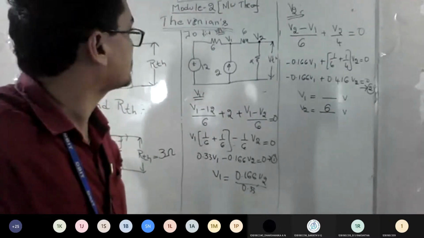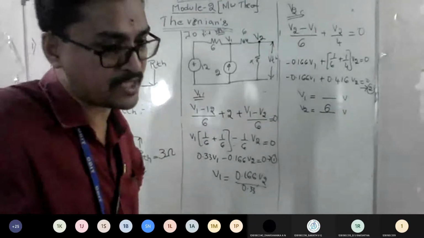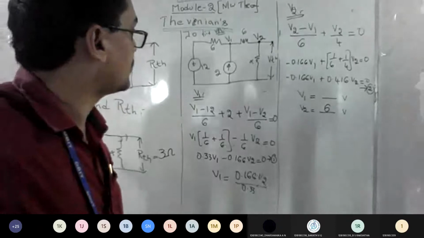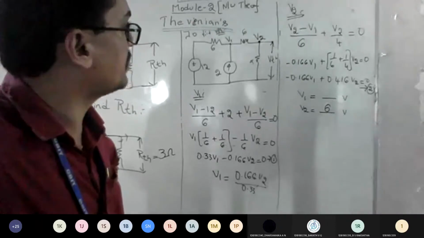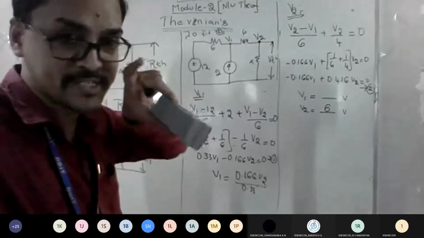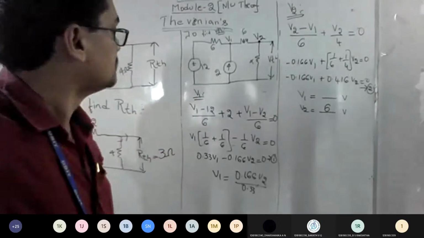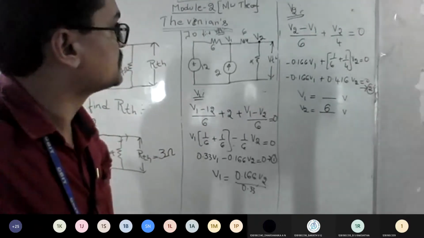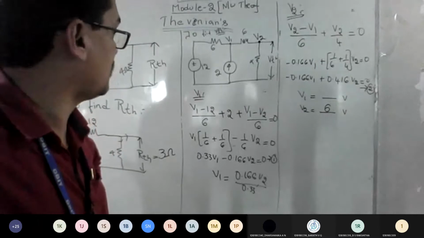V1 minus 12 by 6, entering current plus 2. Entering current, then V1 minus V2 by 6. Because of one, you should not get a different answer. You should get the same answer in both, no? I thought it is 6 volt for this also. Just check out anywhere I have made a mistake with the minus symbol.